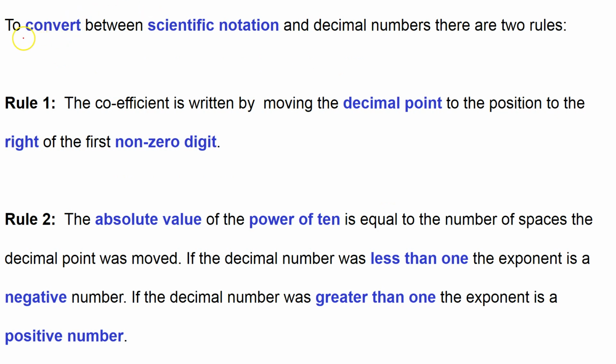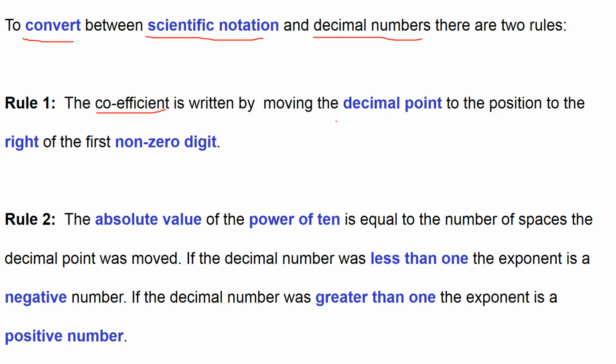It's real easy to convert between scientific notation and regular decimal or arithmetic notation. There's really only 2 rules. First of all, you have to figure out what your coefficient is, and that's pretty easy. You take your conventionally written decimal number and move the decimal point so that there is only one non-zero digit to the left of the decimal point. So that's really very easy.